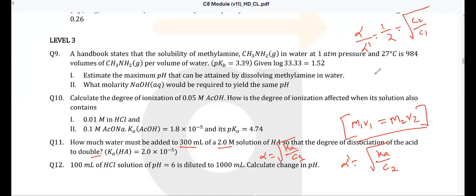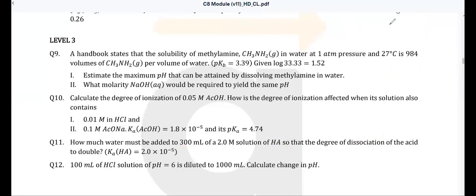Tell me yes or no. Anyone have any issues? 1 by 4 is equal to C2 by C1, right? So C2 is equal to 1 by 4 into C1. Here M is concentration only, right? So you can find V2 because C1 is M1, C2 is M2, V1 is also given. So you can calculate V2.